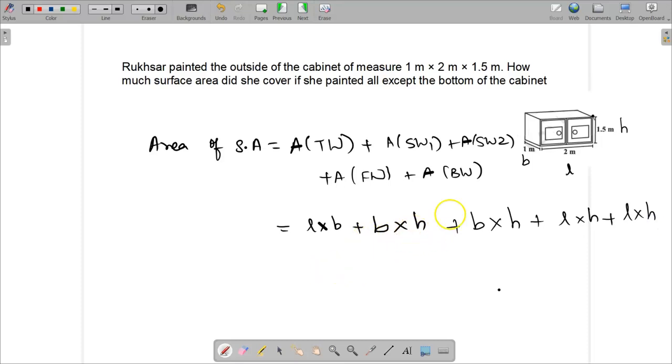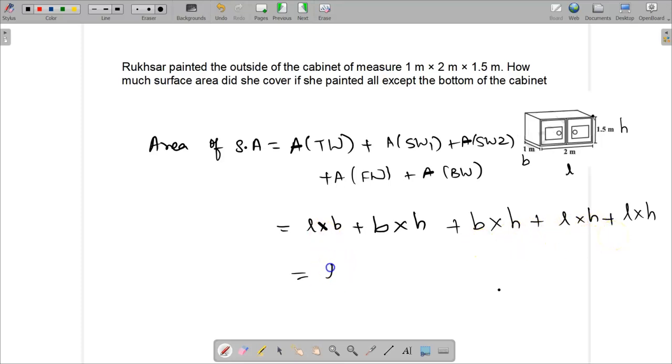So either you can directly substitute all the values here, or you can simplify and write it. Generally we have another formula, which is a simplification of this formula. What have we considered here? The front wall and back wall, and the 2 side walls. So the 4 outer walls of a cuboid they will consider and simplify, and write the formula as 2h into (L plus B). That is also possible, or else we can directly use the formula as it is.